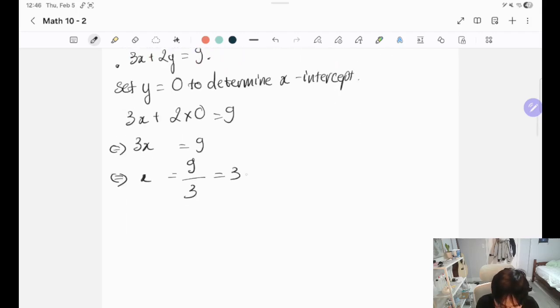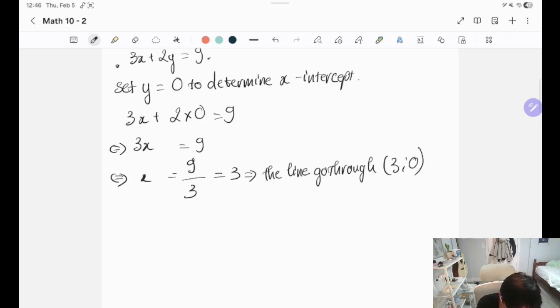So we can conclude that the line goes through this point (3, 0), which is the x-intercept. Okay, so the next step is to set x equal to 0 to determine the y-intercept.